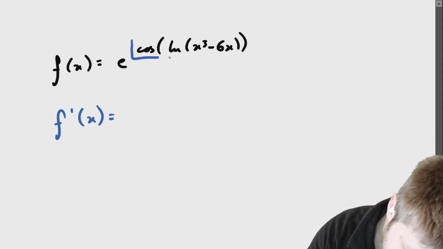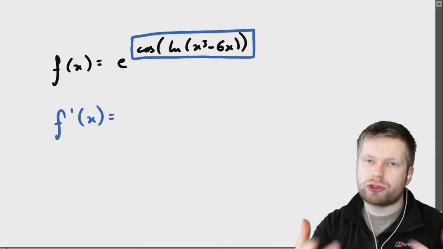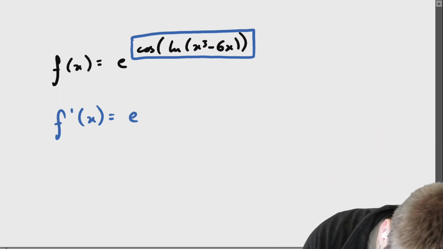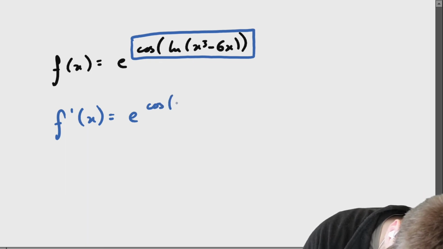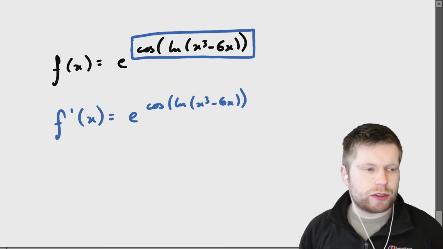So this is my inside function. It's e to the power of something. That's what I want you to think. E to the power of something. What's the derivative of e to the power of something? It's simply e to that thing. Okay, so it's e to the cosine of the natural log of x cubed minus 6x. But then I need to multiply by the derivative of my inside function.